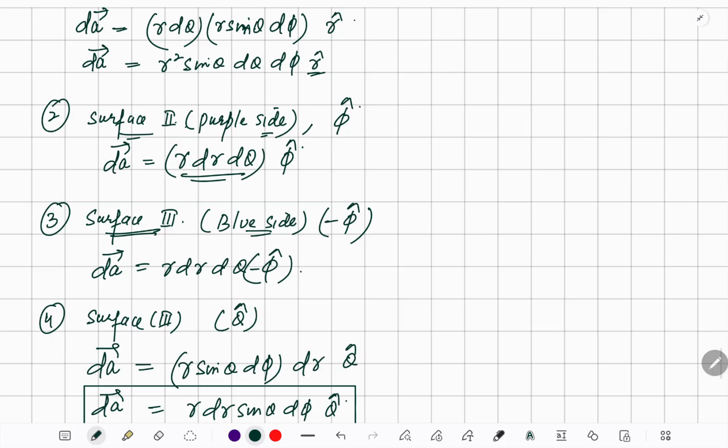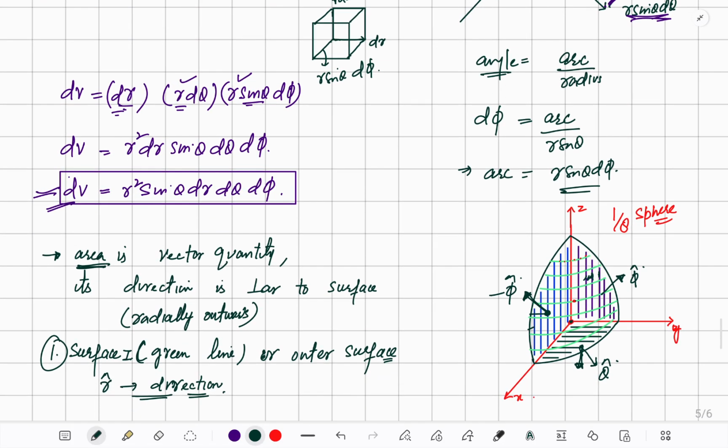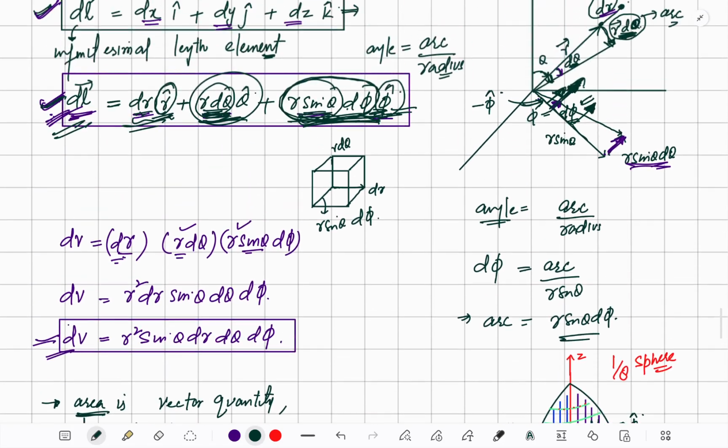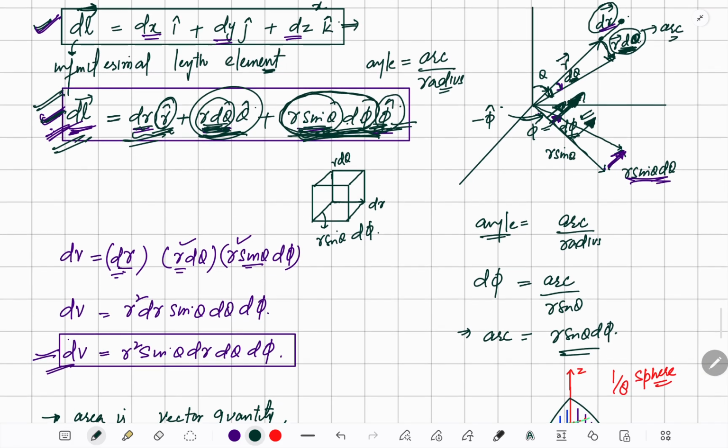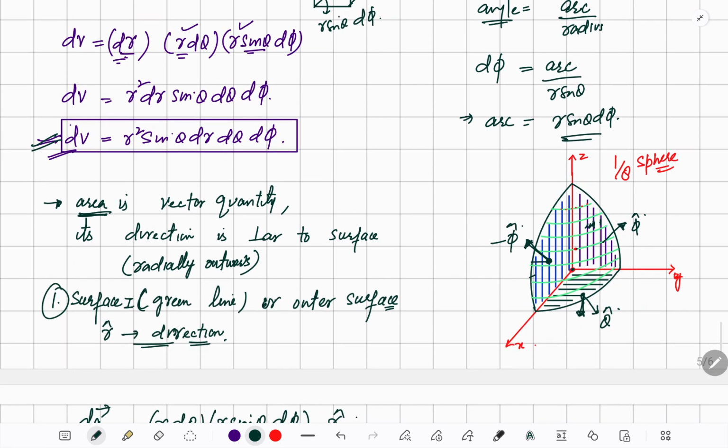So basically, what we learned in this video: how to write the dl element in spherical polar coordinate system, how to write the volume element, and how to write the area of any side. You have to check just what is the direction of that area. And how do you check the direction of area? The vector perpendicular to the surface, radially outwards. This is very important, radially outwards perpendicular to the surface.